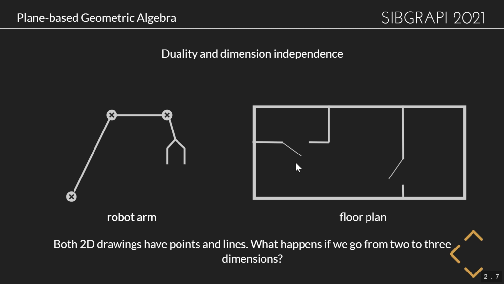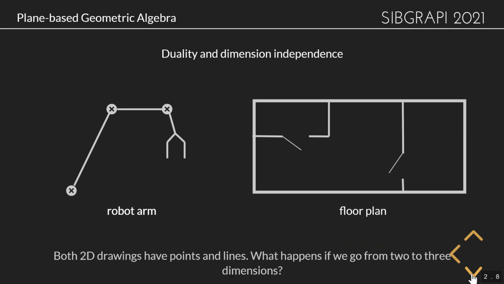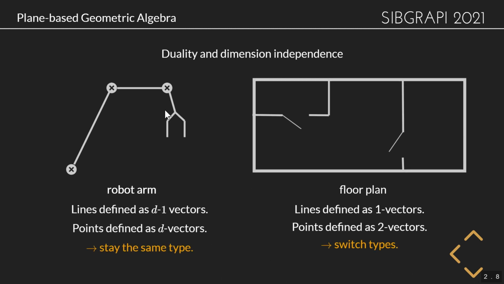But when you start thinking about dimension independence, the picture sort of changes. Because if we want to make a 3D version of this robot arm or of this floor plan, then we actually want completely different behavior. When we move the robot arm to 3D, we want points to stay points and lines to stay lines. But when we move the floor plan to 3 dimensions, that's not what we want. We want these lines to become our walls, so they need to become planes, and we want these points to become lines. And so here, we want the types of the elements to stay the same, and here, we want the types of the elements to switch.